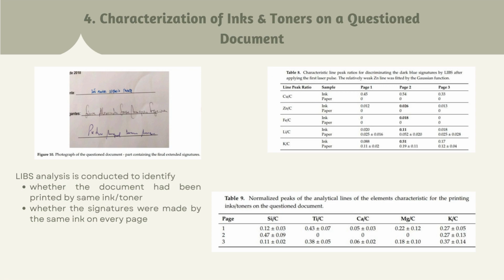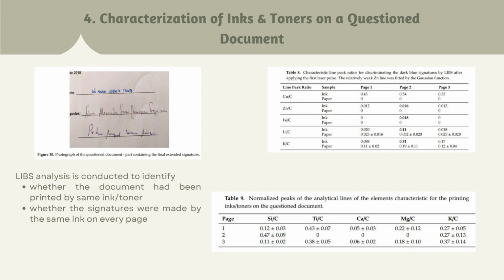The LIBS analysis of the ink on page 2 is different, as it contains 2 times the amount of zinc to carbon ratio, and iron is present in the ink. The second page ink has weak zinc and lead signals, which may indicate that the black ink on the second page is probably a different ink.